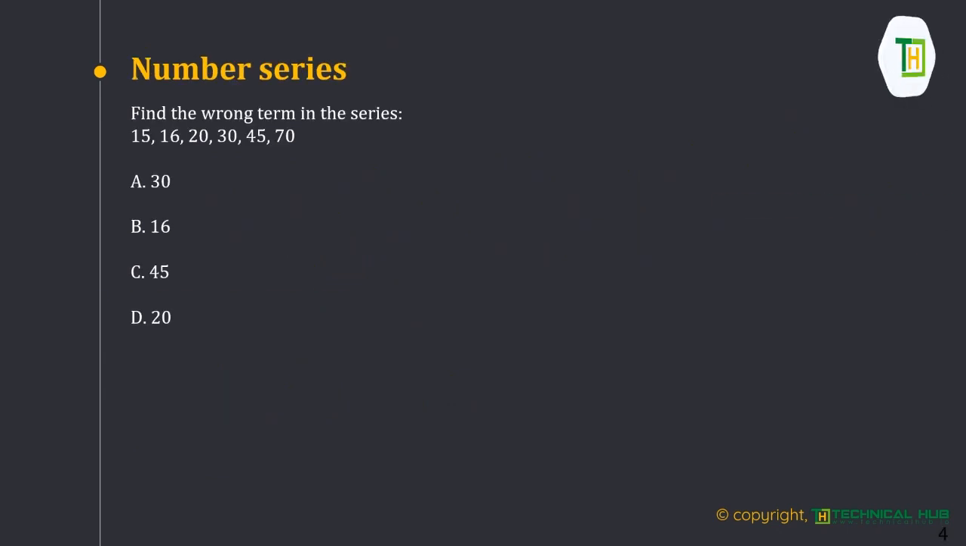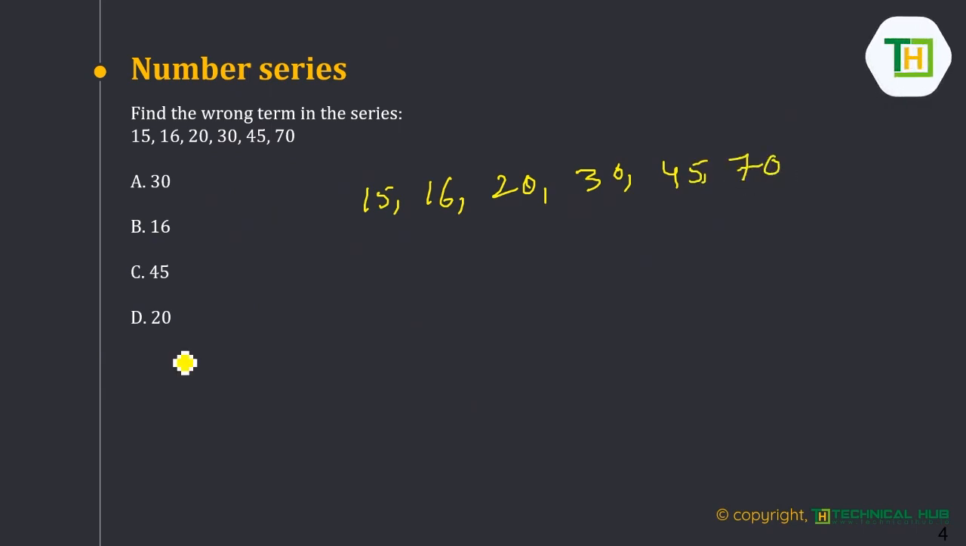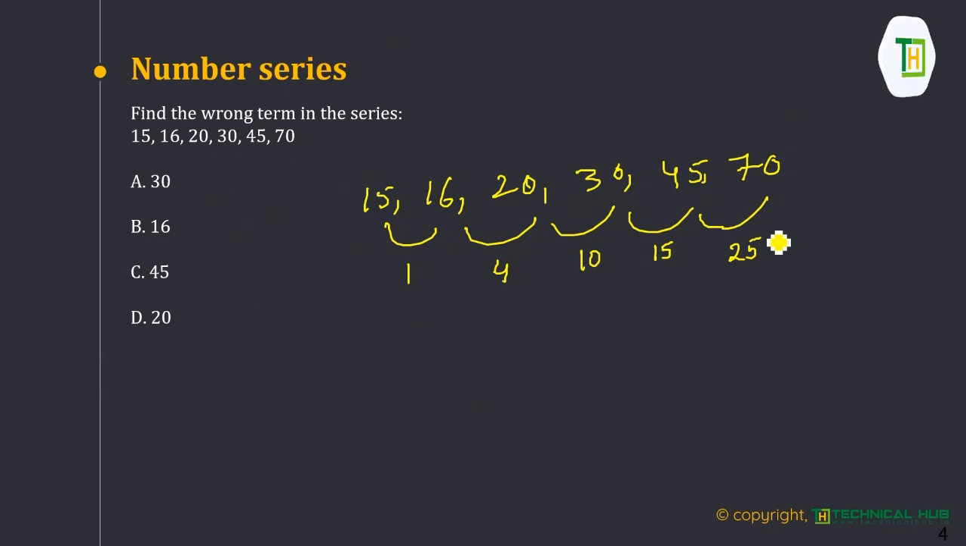Yes, find the wrong term in the series. So the given series is 15, 16, 20, 30, 45 and 70. So first take the difference. Between 15 and 16 difference is 1, 16 and 20 difference is 4, 20 and 30 difference is 10, 30 and 45 difference is 15 and 45 and 70 difference is 25. Okay, so find the wrong term in the series.